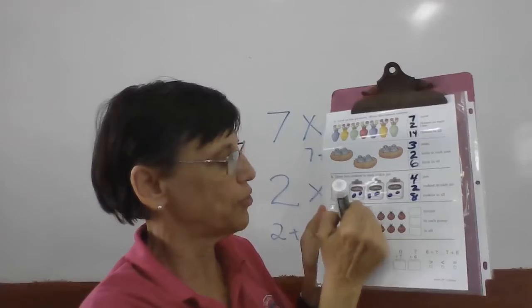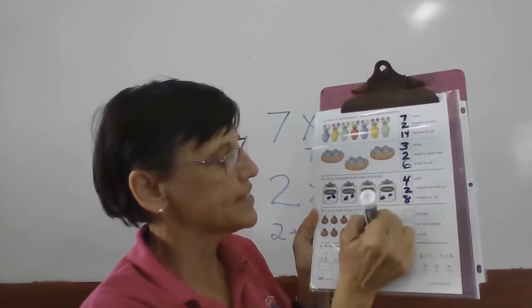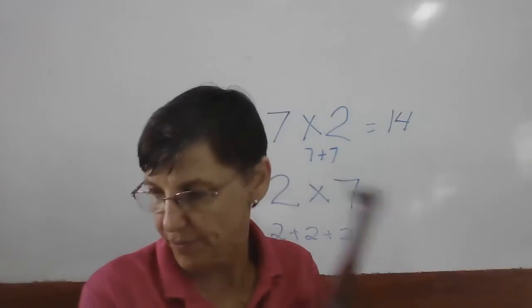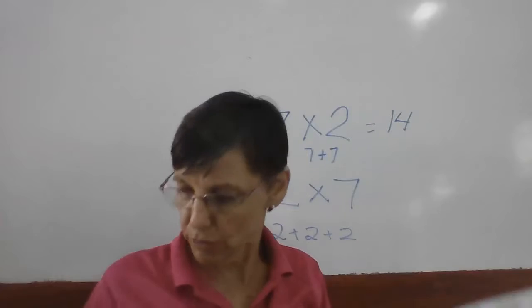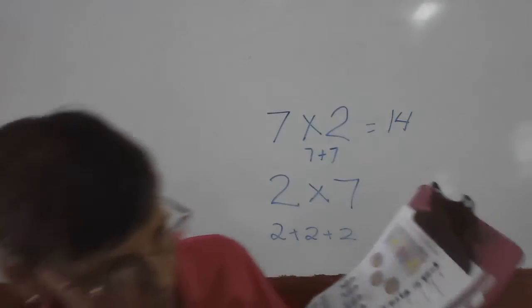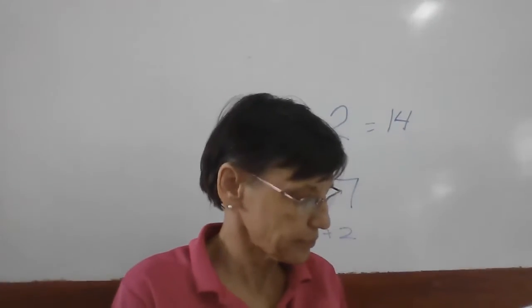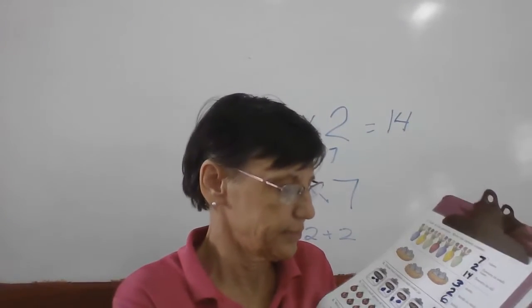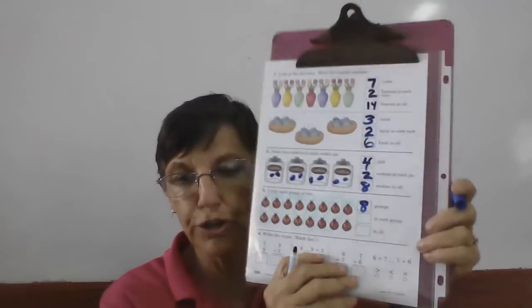1, 2, 3, 4, 5, 6, 7, 8, right? See that? Okay, how many groups do we have? We have 8 groups, right? 8 groups. And how many in each group?